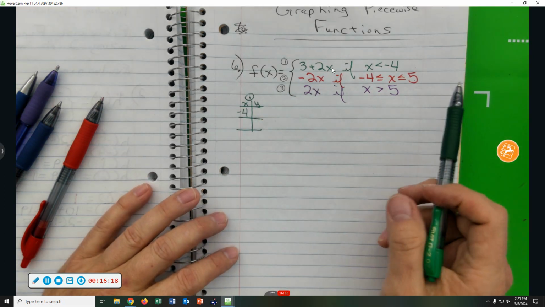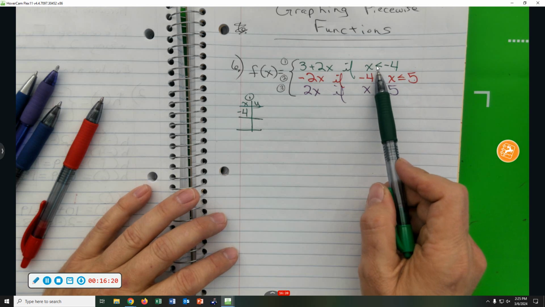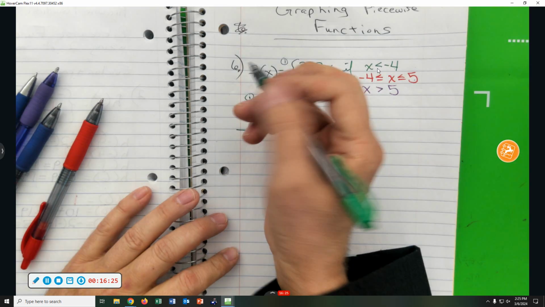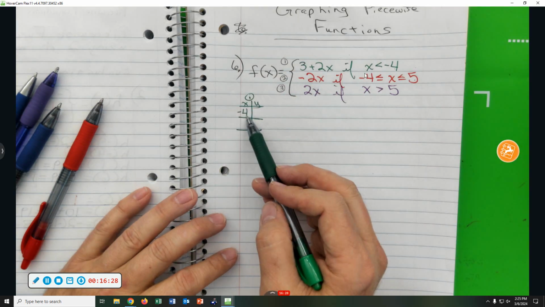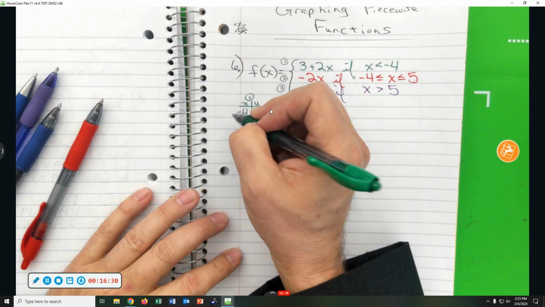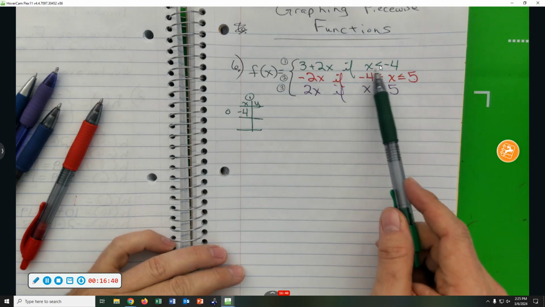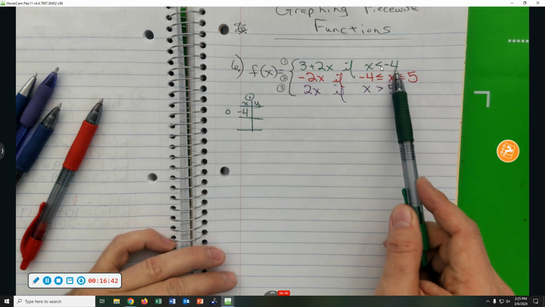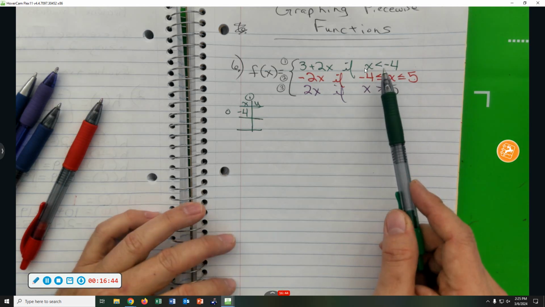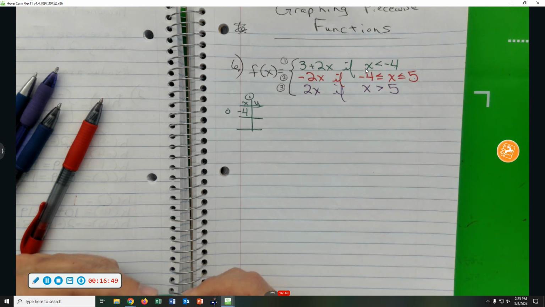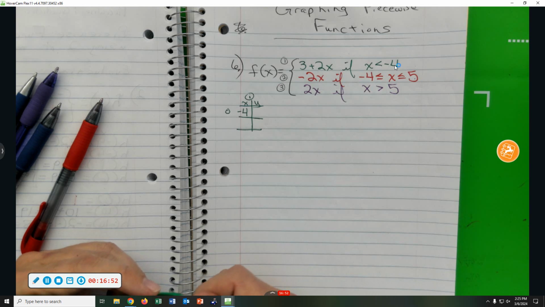But wait a minute. Can x actually equal a negative 4? There's no horizontal equality there. So what we're going to do to indicate that we plugged in a number that we shouldn't have, we're going to label it with an open circle. So the starting point is going to have an open dot on the graph. Now we need another x value, one that's actually less than negative 4. Well, how about 0? Can I use 0? No. Numbers less than negative 4.